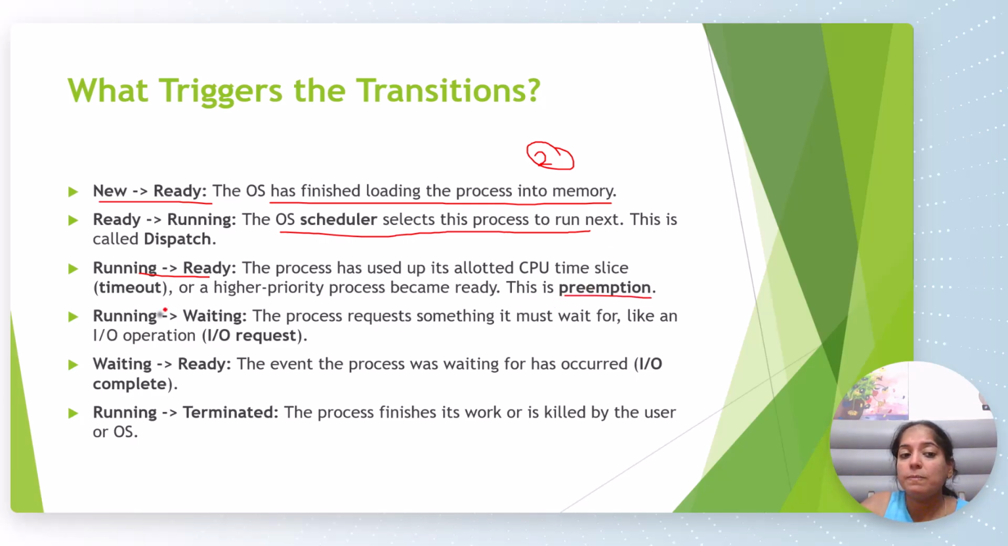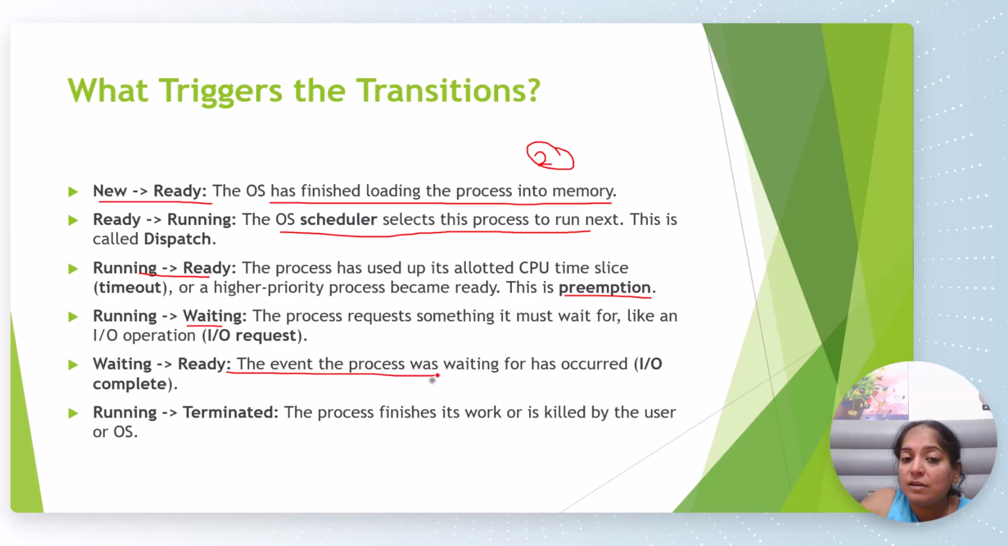From running to waiting state, the process requests something it must wait for, like an input output operation or input request. Like we said, it is waiting for you, the user, to input two numbers. So it is waiting for something, and it goes from the running state to the waiting state.